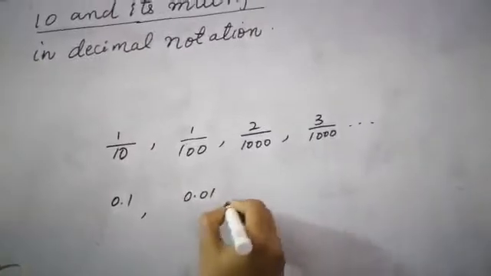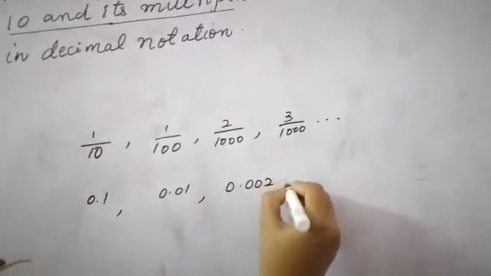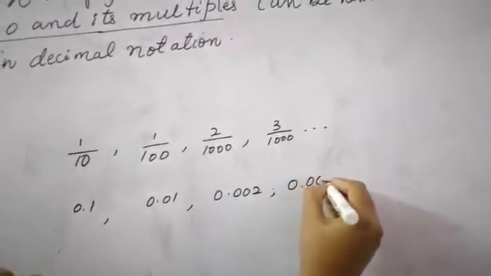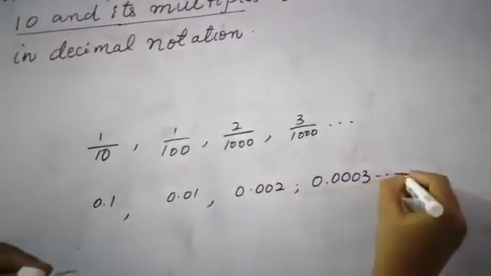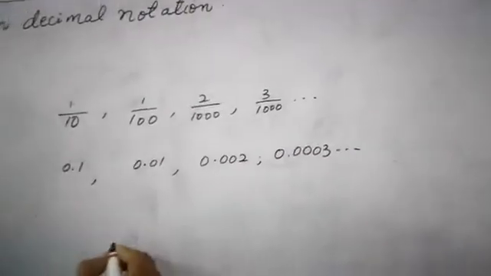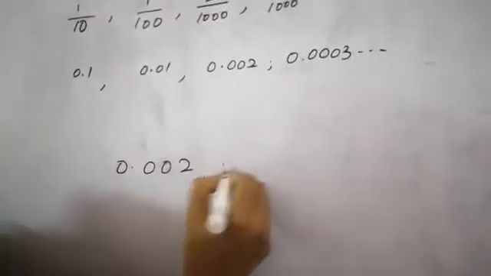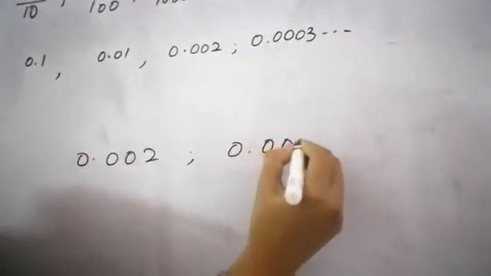How to write 1 by 10, children? 0.1. How to write 1 by 100? 0.01. How to write 2 by 1000? 0.002. 3 by 10,000? 0.0003 and so on. This is nothing but your decimal number. If I am taking like 0.002 and 0.0003.